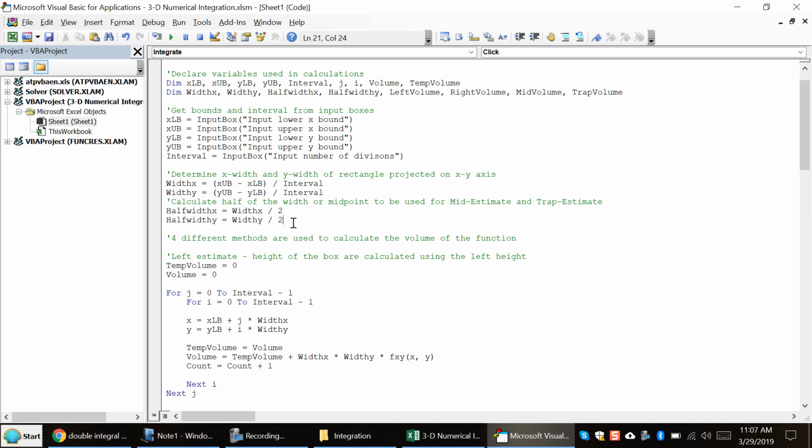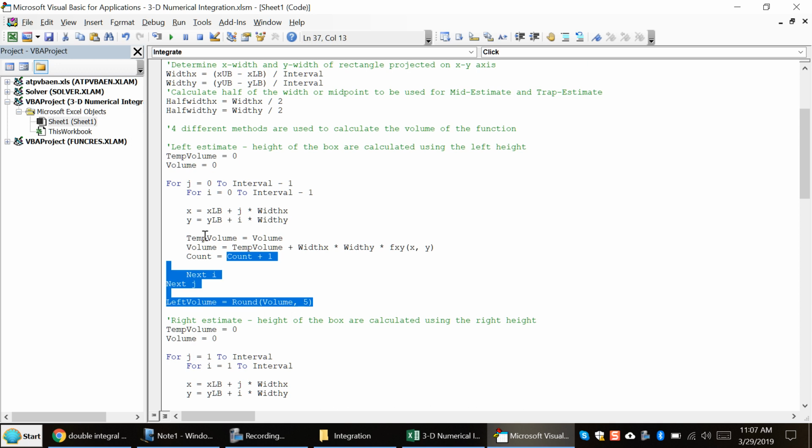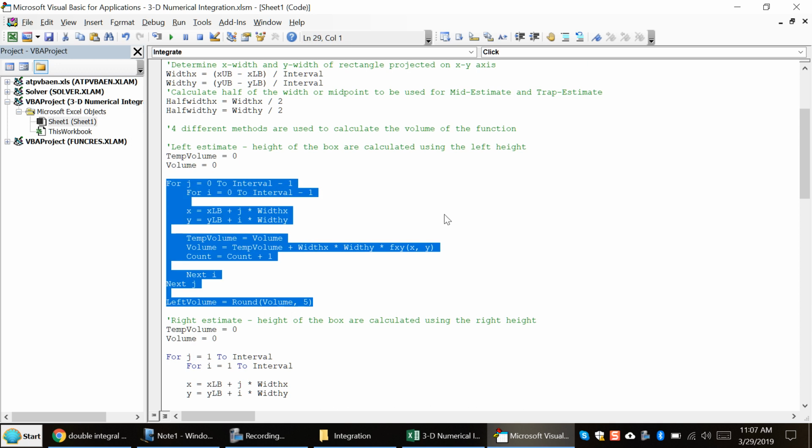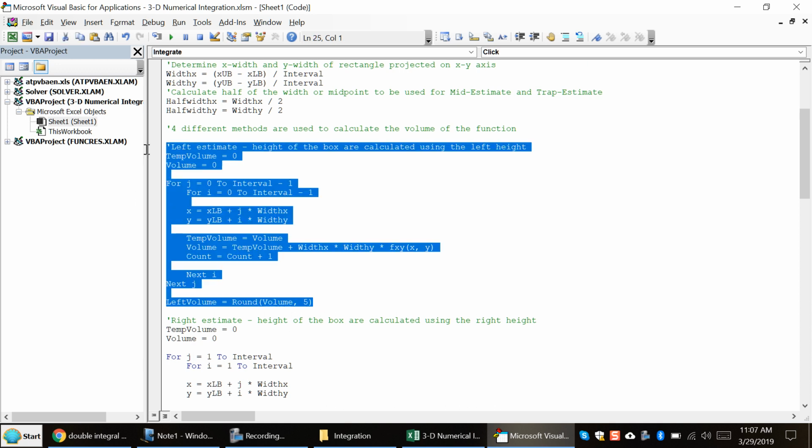Temp volume and volume, I'm just initializing them at 0. Temp volume is the volume that I use to add on to my total volume. It's kind of a placeholder. Okay, so the first thing I do is calculate this line of code right here. The reason I have this each time is that I reinitialize it to 0 before I do a different estimate.